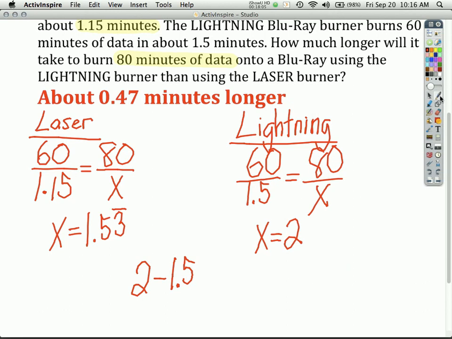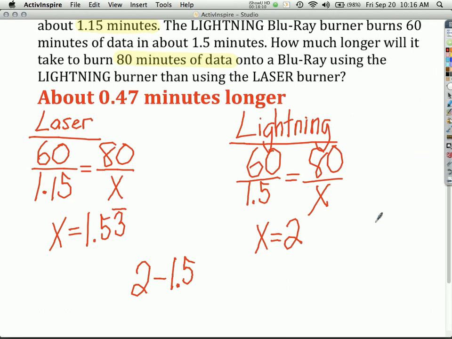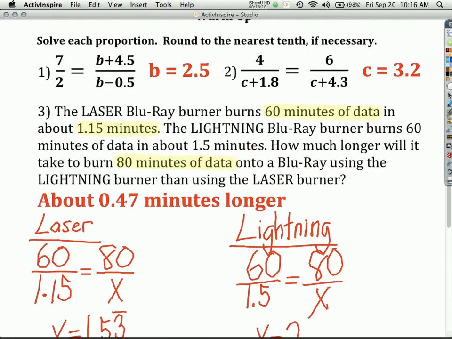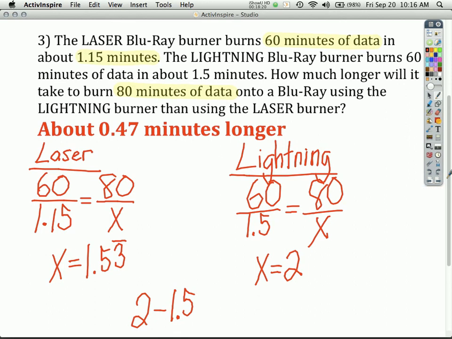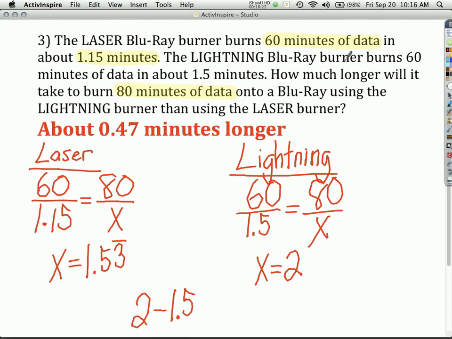When you're being tested on an EOC or on one of my tests, you might have a few questions, like number 1 and 2, where I ask you just to simply solve the proportion. That's a pretty basic idea, but that's not applying the idea. This is what you want to be able to do.